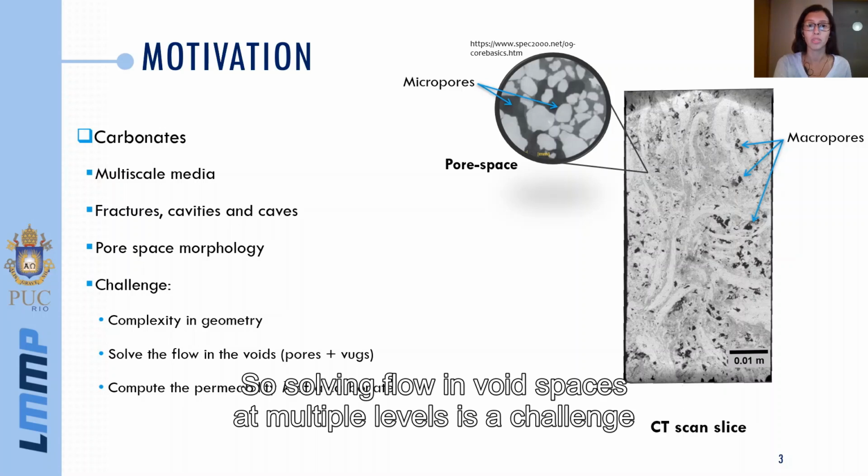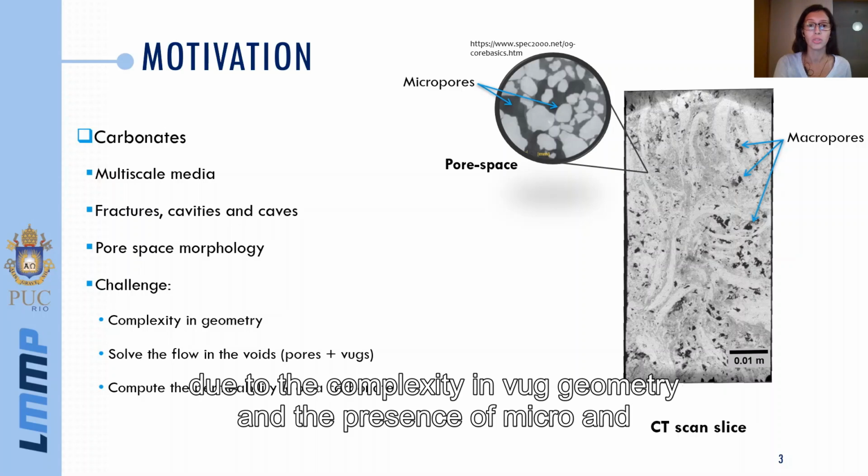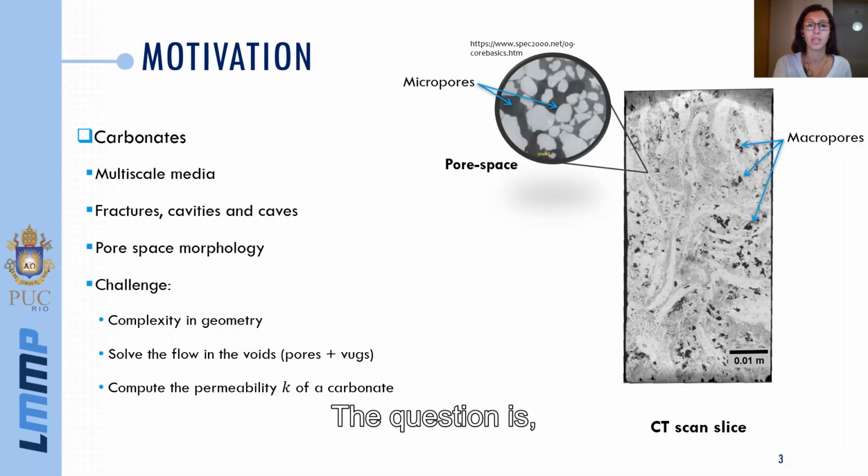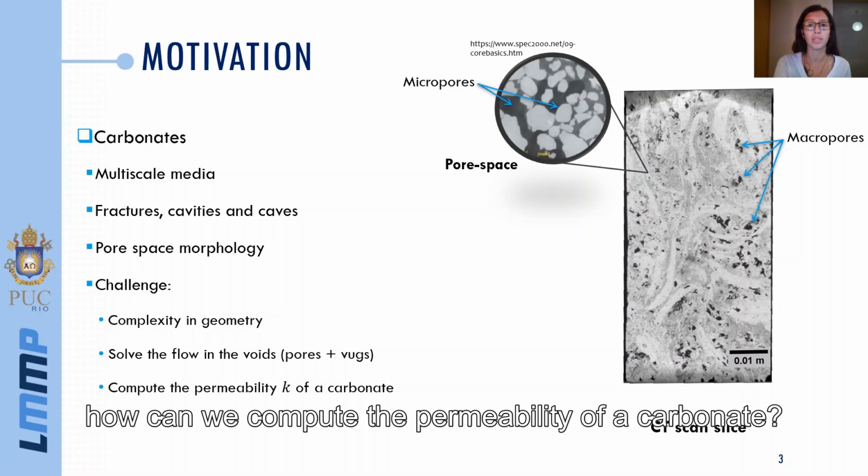So, solving flow in void space at multiple levels is a challenge due to the complexity in vug geometry and the presence of micro and macropores. The question is, how can we compute the permeability of a carbonate?